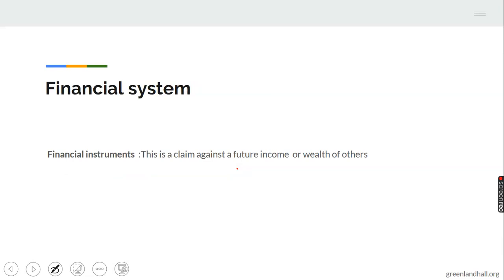This is when it's a financial instrument. This is a claim against a future income or the wealth of others. So we have different financial instruments. It could be in form of bonds. It could be in form of treasury bills. It could be in form of a bill of exchange and so on and so forth.